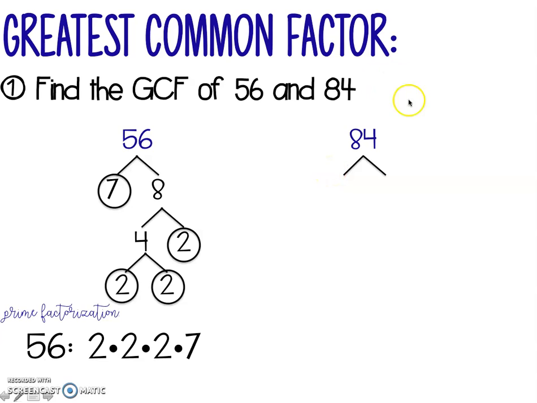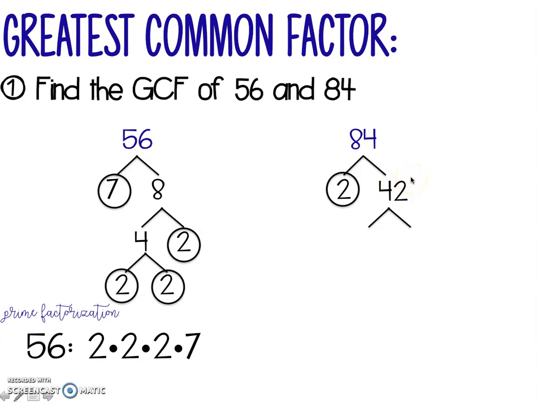Now we need to come over here and do the exact same thing for 84. Now I don't know anything right off the top of my head that multiplies together to get me 84, but I do see that this is an even number. So I know I can multiply 2 times something, and in this case it's 42. 2 times 42 is 84. Okay, now we have to ask ourselves, are either one of those numbers prime? 2 is. Okay, so I circle it, but I can break down 42 further.